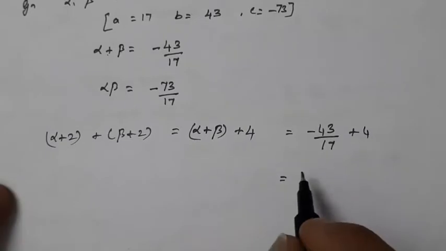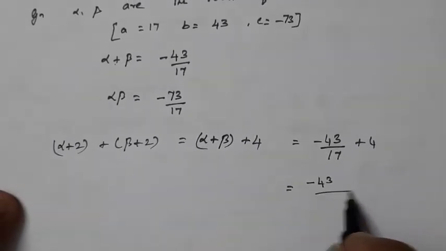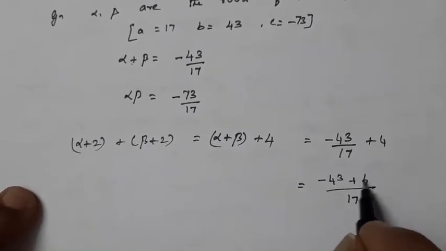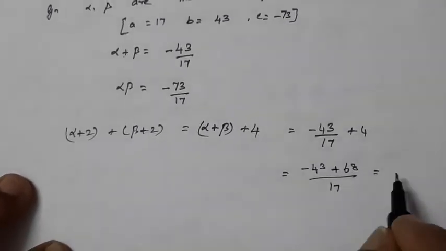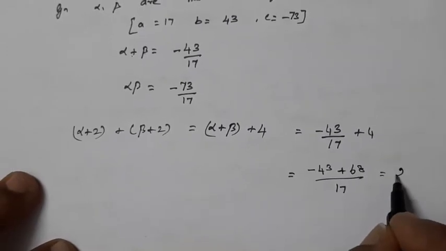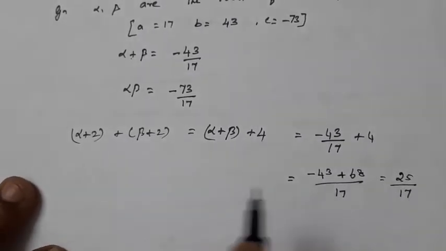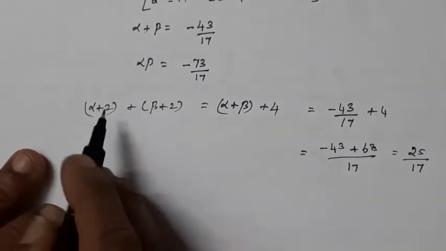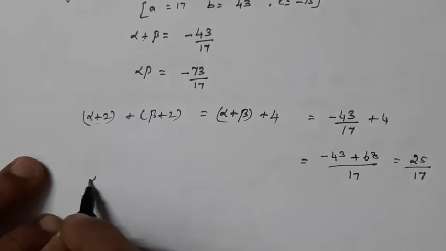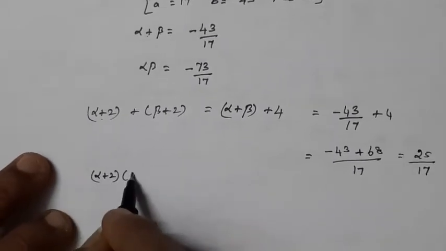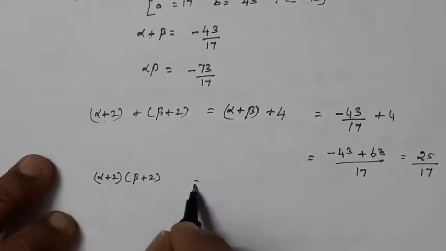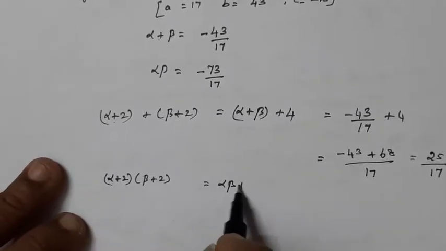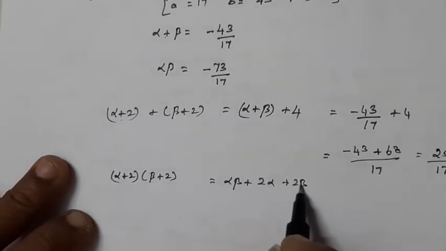Let us simplify this. So, taking LCM as 17, minus 43 plus 4 into 17, that is 68. So, 68 minus 43, that is equal to 25 divided by 17. Okay. Then sigma 2 is nothing but the product of the roots. So, the roots are alpha plus 2 and beta plus 2. So, you have to find its product to get sigma 2, that is alpha plus 2 into beta plus 2 is equal to, let us simplify this, alpha into beta plus 2 alpha plus 2 beta plus 4.